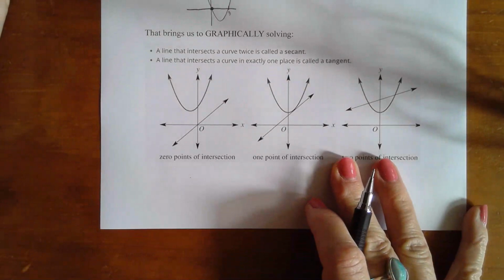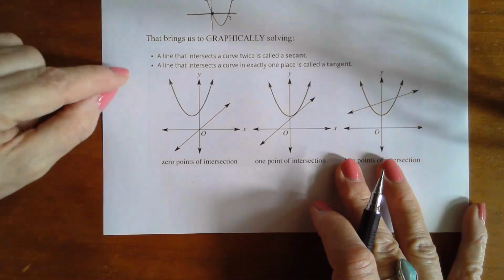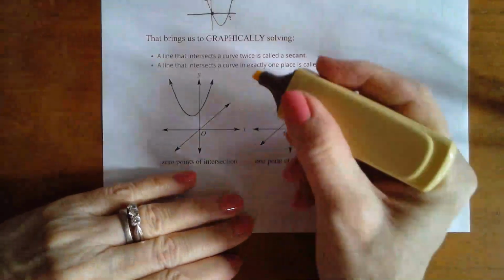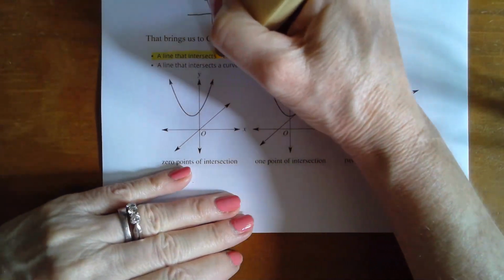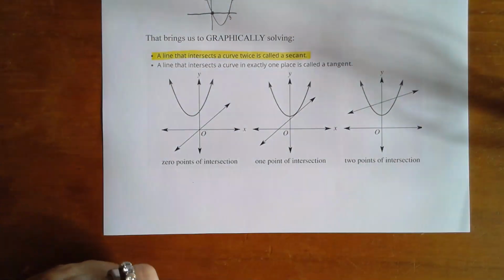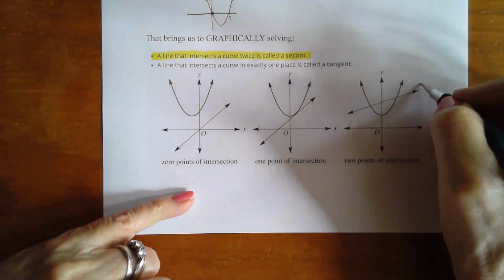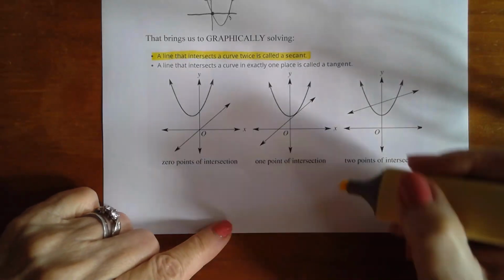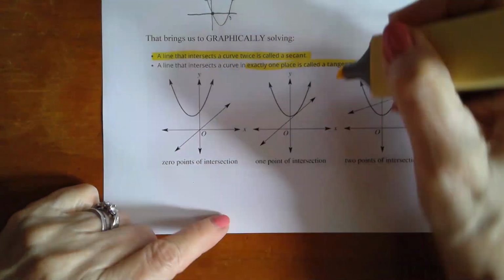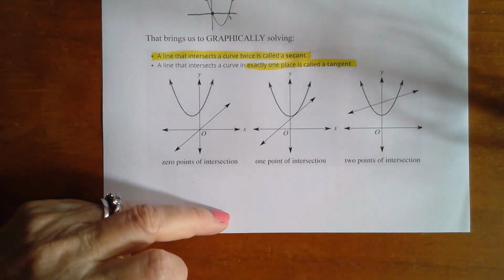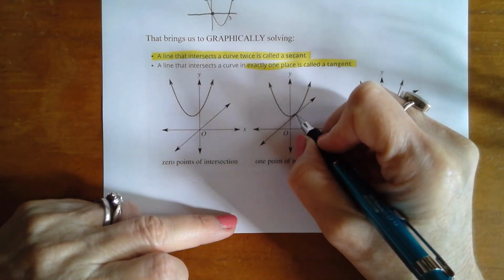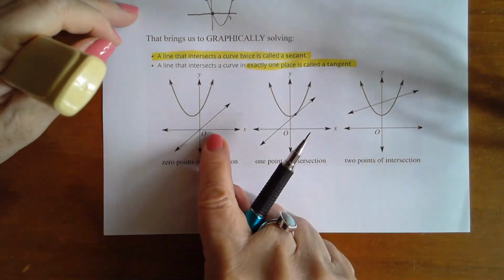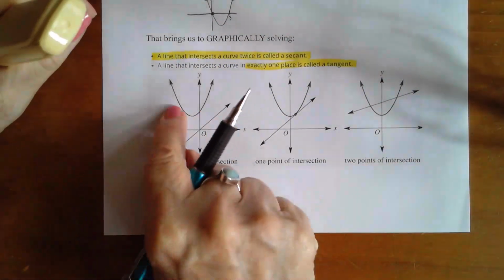So that brings us to graphically solving. There's two things we have to learn, two vocabulary words. A line that hits a curve twice is called a secant. So this line here is a secant because it hits the curve twice. And a line that intersects the curve in exactly one place is called a tangent. And then there would be one answer here where these just hit one time. Of course, this one would have 0 points of intersection because they don't hit.